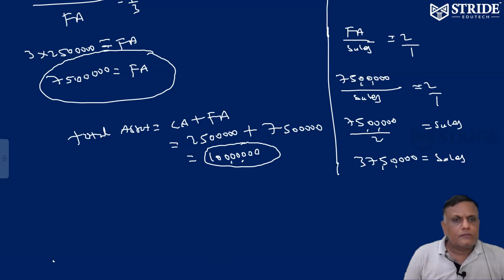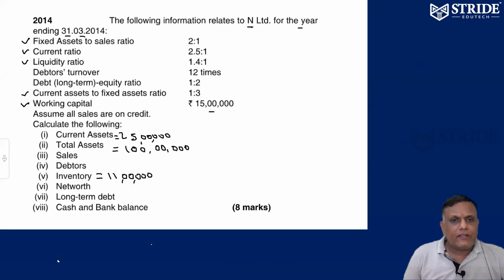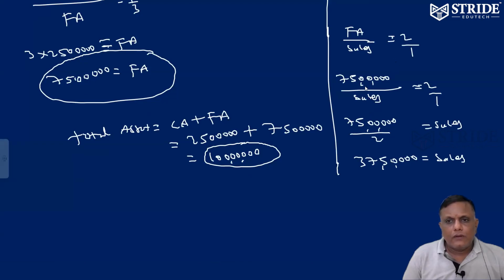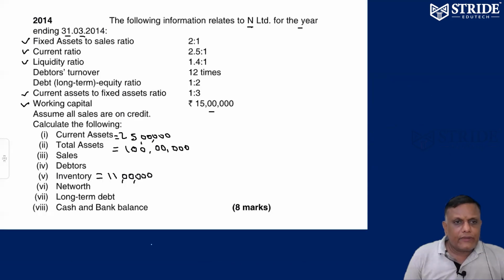Please check it out. Fixed asset by sales is 2:1. Fixed asset 75 lakhs by sales, 2 into sales, that is fixed asset. Sales equal to 75 lakhs by 2, 37 lakh 50,000. That's it. Is it correct now? Please check it out. Fixed asset to sales ratio, correct, 2:1.